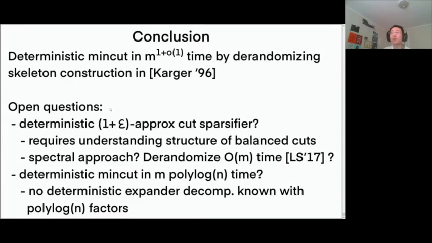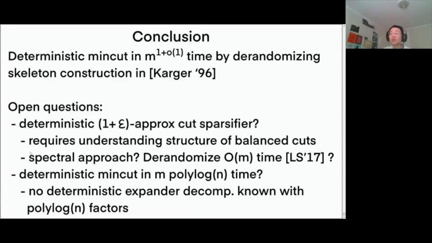And a few open questions. What's left open from our work is a deterministic 1 plus epsilon approximate cut sparsifier, which I think is a very interesting question, because it requires completing the picture of our construction, which is understanding the structure of balanced cuts. We failed to accomplish such a thing because we just overlaid an expander, and that destroyed the 1 plus epsilon approximate guarantee. So in order to fully de-randomize the 1 plus epsilon approximate cut sparsifier, it requires some new insight on the structure of balanced cuts in the graph.